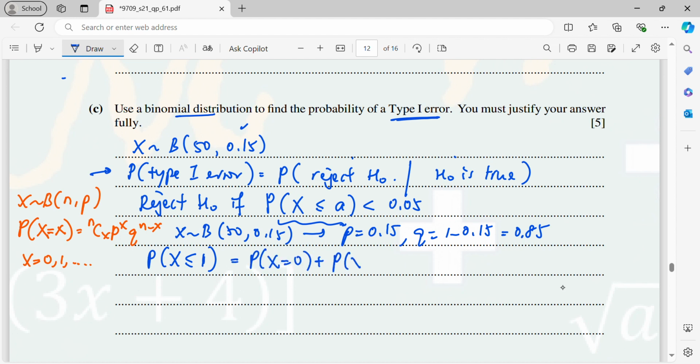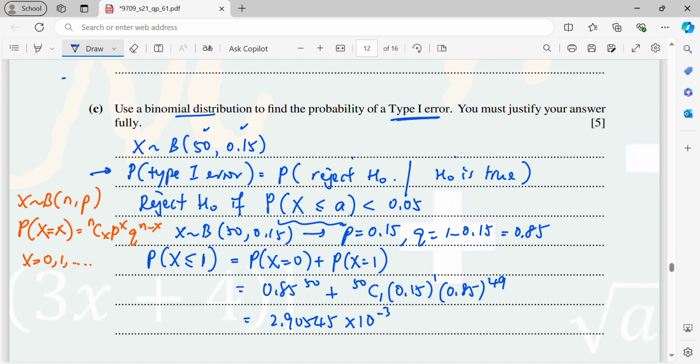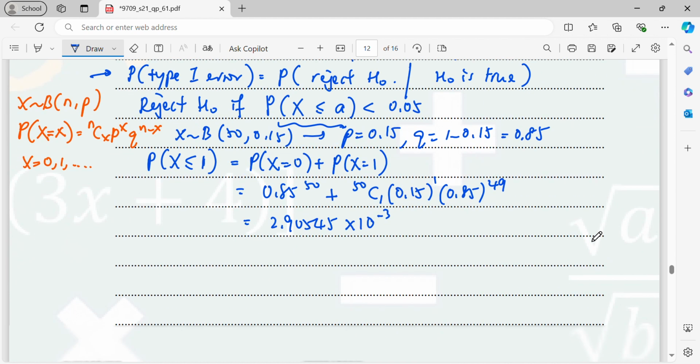Because your X starts from 0. So here it will be, when X goes to 0 it means no success. The probability of success is 0.15. No success means all failures. So 0.85, and you are considering 50 students. Plus, 50C1, 1 success, and then the rest are failures, 49. So from here, this is going to be 2.90545 times 10 to the power negative 3. So this is a very small number.